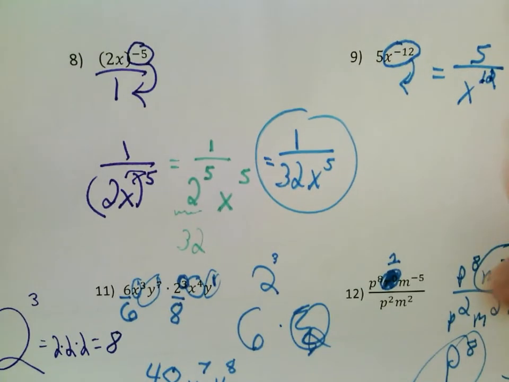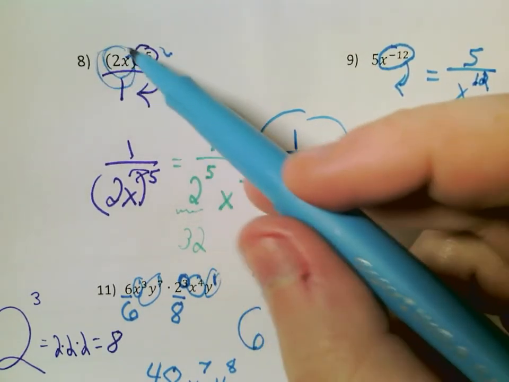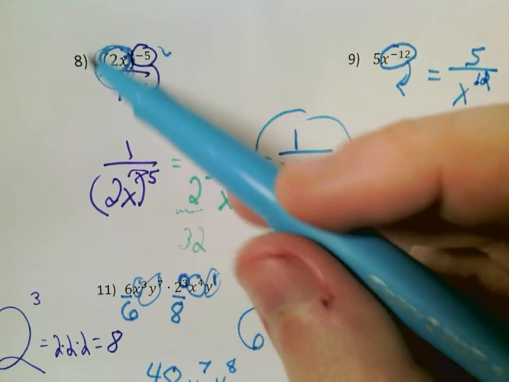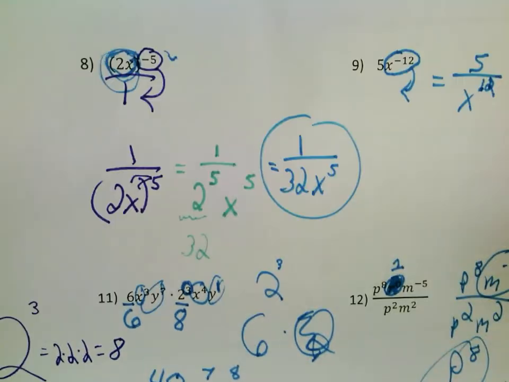Versus over here, since it's grouped, that 2x is grouped together. That means that the negative 5 applies to the entire group. And that's why we moved the entire group. So just be careful with parentheses. They do make a big difference. And good luck with your studies.